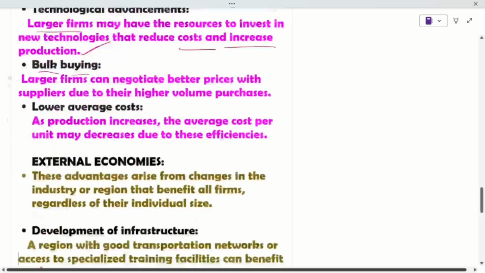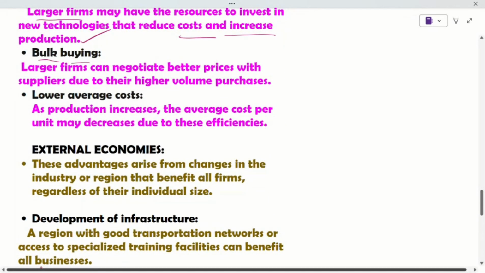Next thing is bulk buying. The larger company can negotiate better prices with suppliers due to their higher volume purchases. If you purchase higher volume, at that time the larger company will negotiate better prices for you. Lower average cost: as production increases, the average cost per unit may decrease due to these efficiencies. Okay, these are the major parts which we see in internal economies.